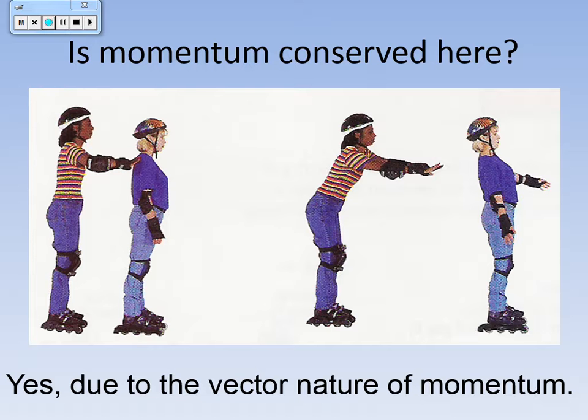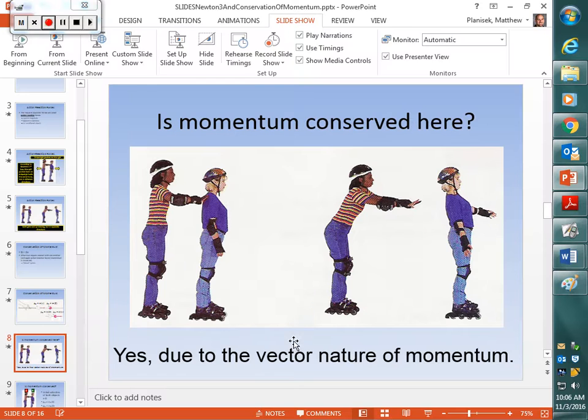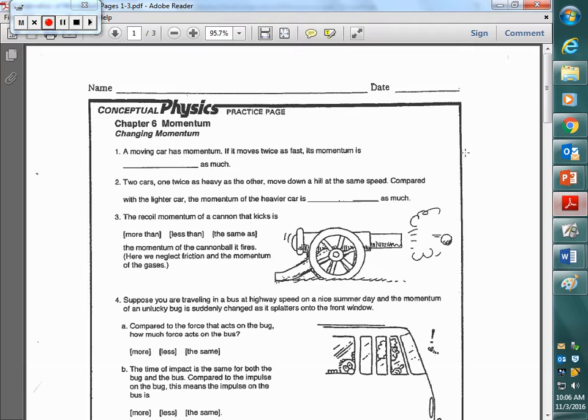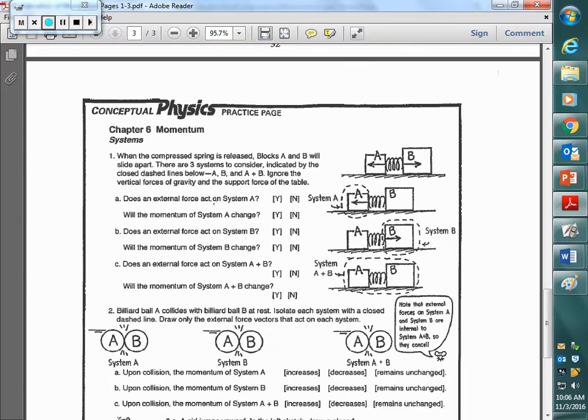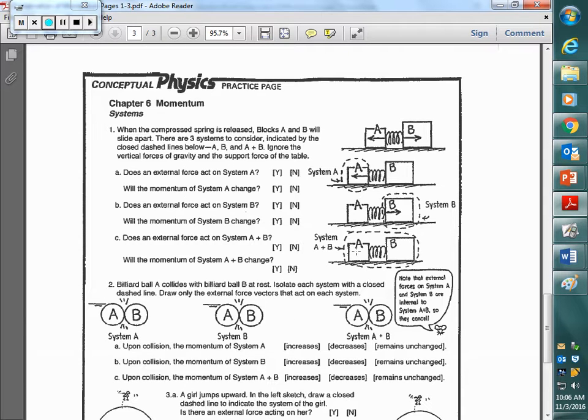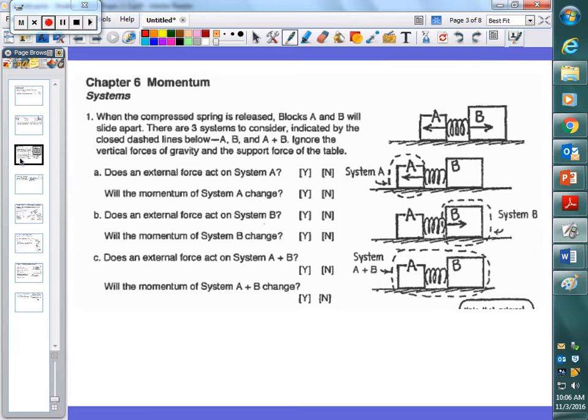Good there? Yeah? So, let's go back to our page that we got today, and let's go to the third page, which has these two springs, which look very, very similar to our two carts. All right. When the compressed spring is released, blocks A and B will slide apart. There are 3 systems to consider.